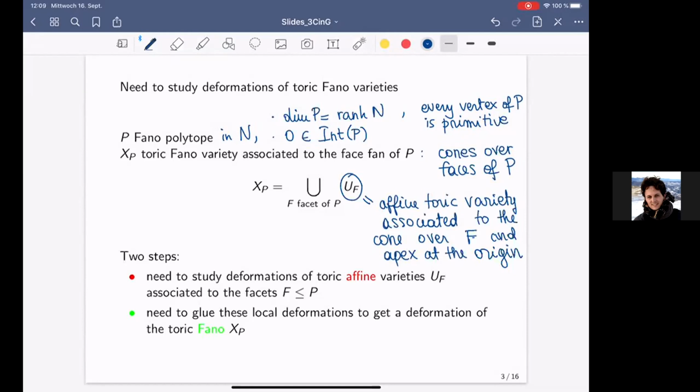And so if we want to study deformations of XP, I would say that there are two steps. The first one is to understand what are the deformations of UF. So we need to study deformations of toric affine varieties UF associated to the facets F of P. And the second step is to glue these local deformations, so deformations of the affine charts, to get a global deformation of the toric Fano variety XP. So basically, these are the two steps in which I divide this subject. Any questions so far?